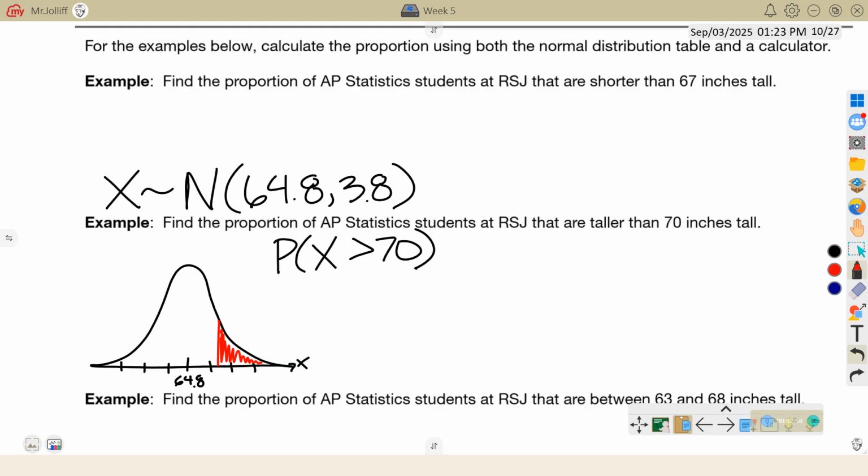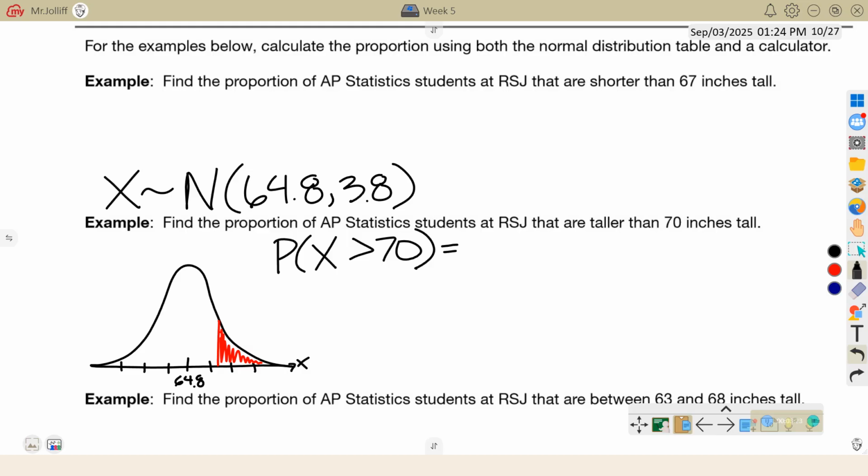So I want to know what that area is. That represents the proportion of students at Rancho San Juan in the AP Statistics program that are taller than 70 inches. We have a choice. We can do the table. We can do the calculator. I'm going to do the calculator. 1, because it means I don't have to convert to z-scores. 2, because that calculator is your friend in terms of speed on the test.